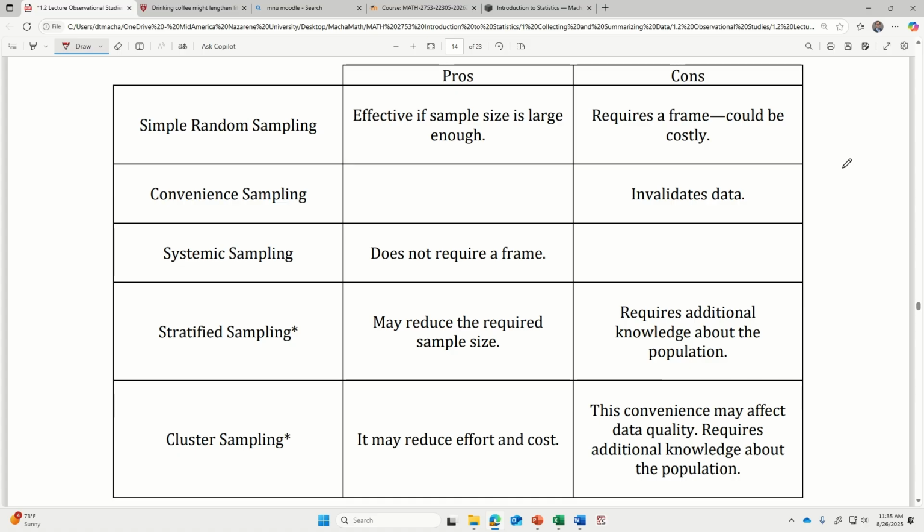Cluster sampling, like I gave in that example, might reduce the effort and cost of having to travel between cities. But the downside is if each cluster isn't a good representation of the population as a whole, then that actually reduces the data quality.